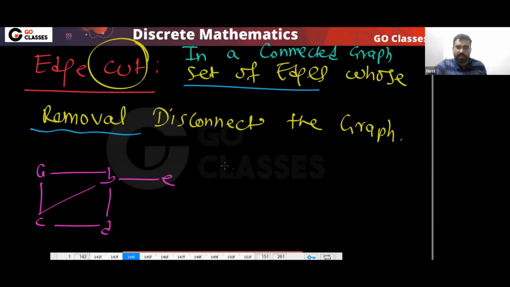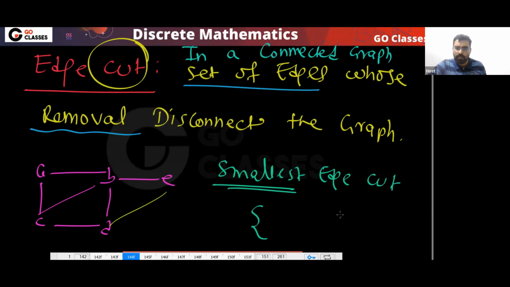In this graph, what is the smallest edge cut? The smallest edge cut is BE, DE. This is the smallest edge cut. Or I can also say that AB, AC is also a smallest edge cut.